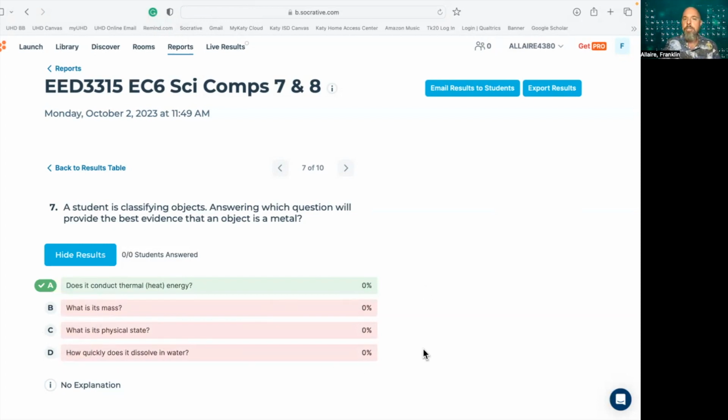How quickly does it dissolve in water? That's not going to help very much because metals, along with a lot of other substances, do not dissolve in water. So again, in this case, the only question that's going to help us identify whether this is a metal or not is, does it conduct heat or thermal energy?